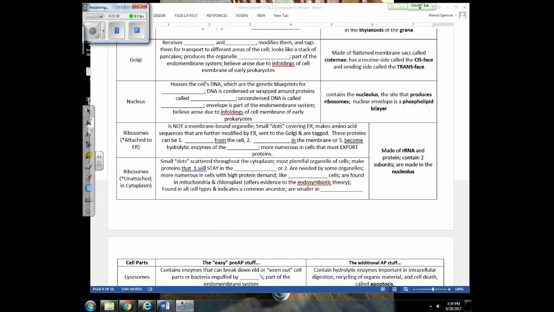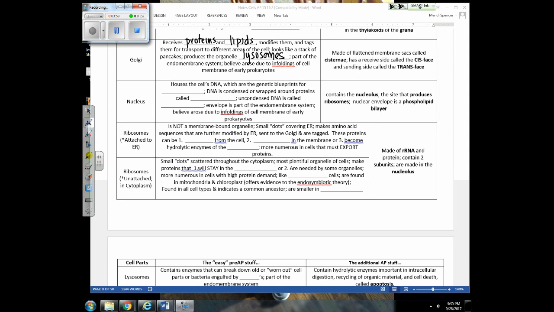The Golgi is the shipping center, and what's being shipped to it would be proteins from the rough ER, lipids or fats from the smooth ER. Golgi is going to tag them, modify them, send them to their final destination. This is also the source of lysosomes. Lysosomes are made by the Golgi.